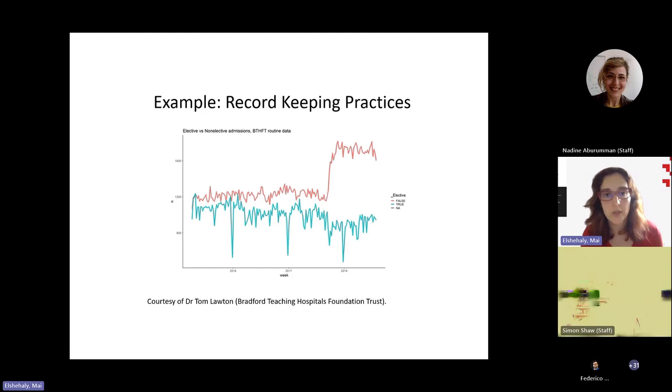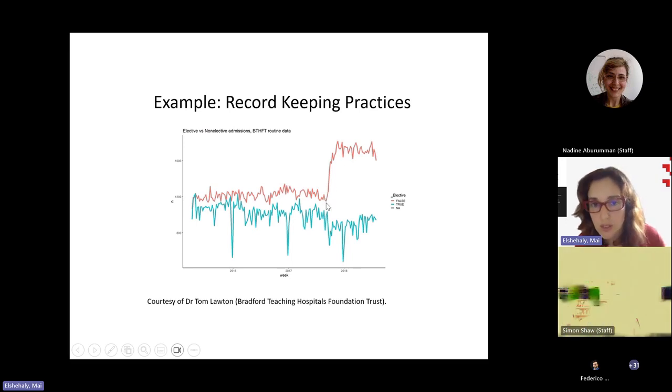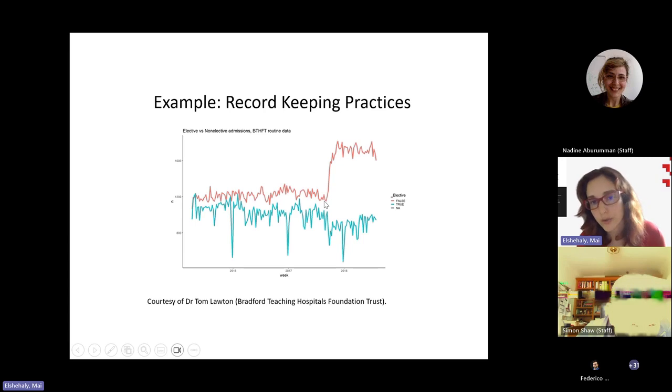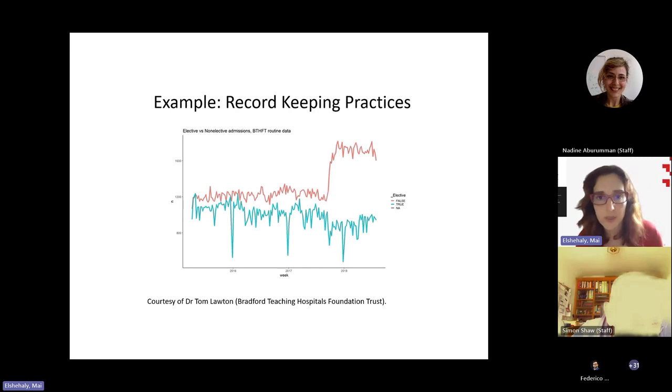Tom Lawton from Bradford Teaching Hospitals, where he was saying that this was from an electronic patient record in a hospital. And if you just look at the data insight in a figure like this, you have the curve on top, which is the orange curve here. This shows the non-elective admissions to the hospital really spike around September 2017. And if you look at the actual situation on the ground, there hasn't been any increase in the number of people that were coming through the door of the hospital. What had happened, though, is the process of record keeping has changed within a day in September 2017, because the hospital had just purchased a new software for electronic patient records.